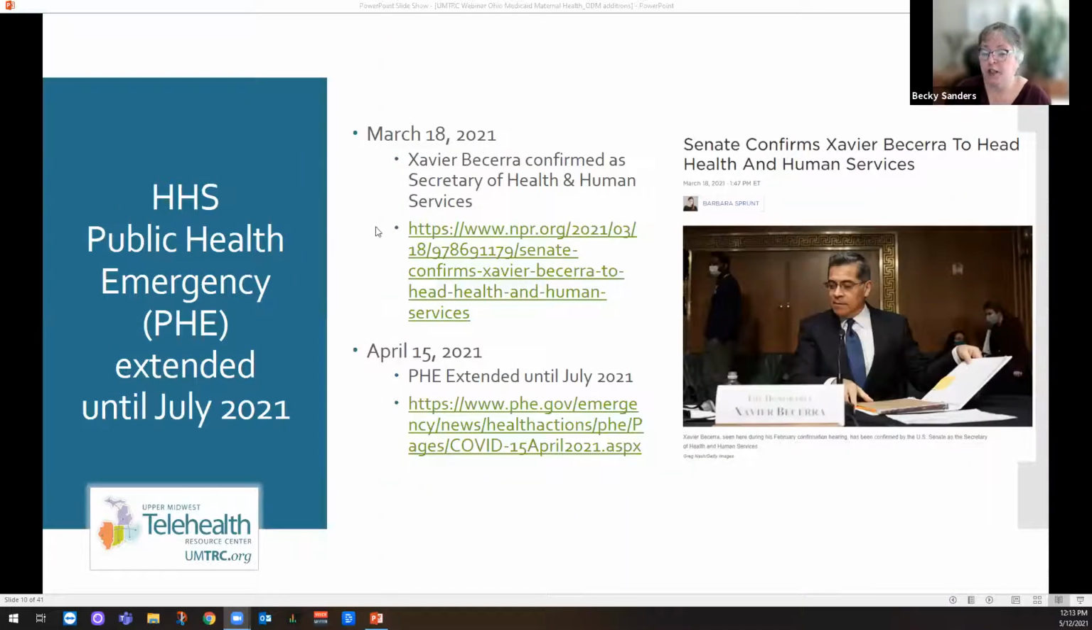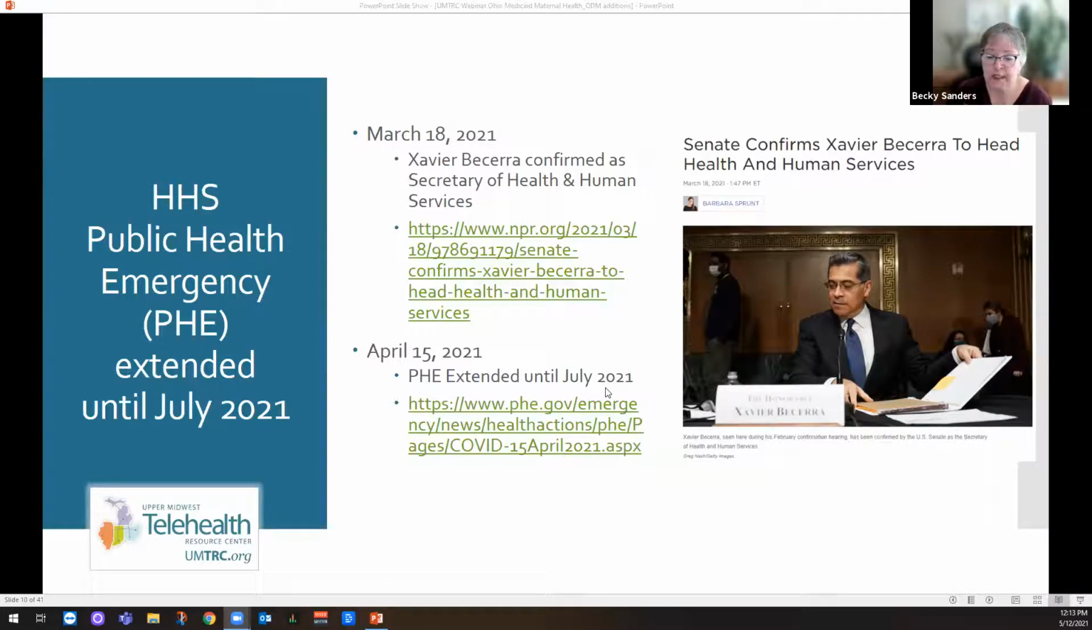So earlier this year, it was March 18th, that Xavier Becerra was confirmed as Secretary of Health and Human Services. And then not even a month later, he did extend that public health emergency to July of 2021. This is important when we start to look at the 2021 physician fee schedule for Medicare and key in on how long those codes will be available for reimbursement.